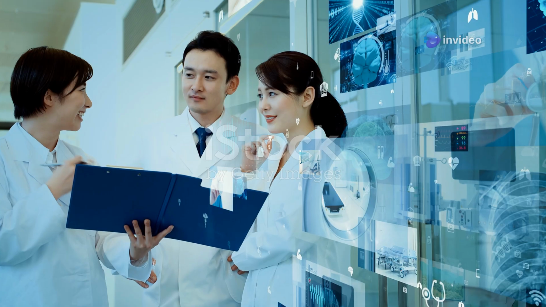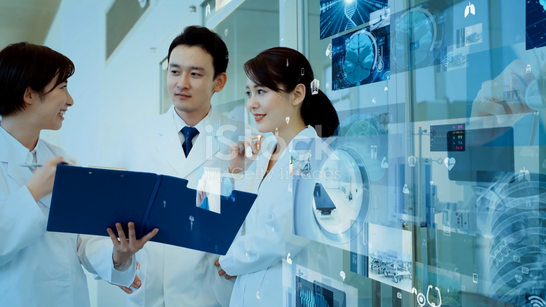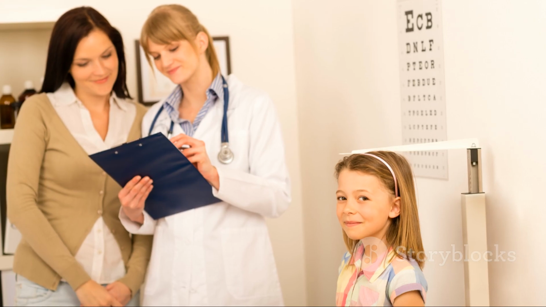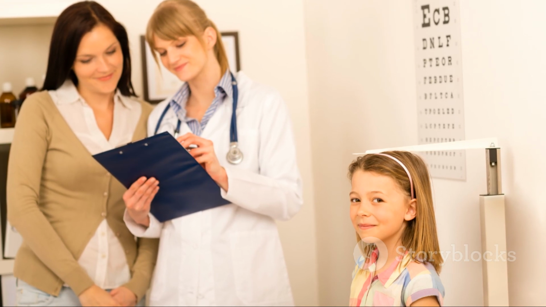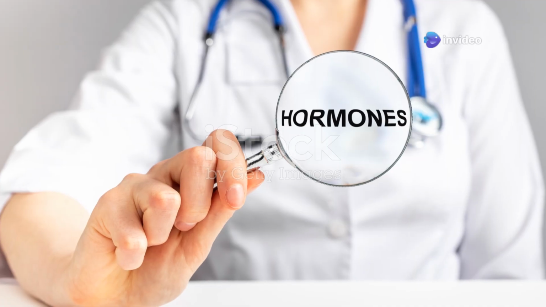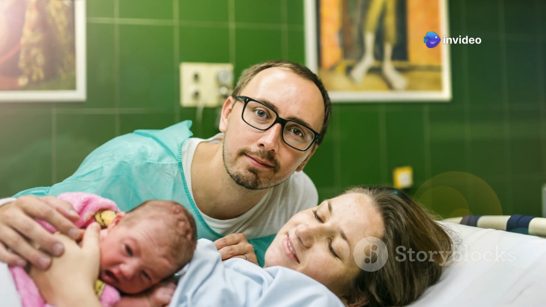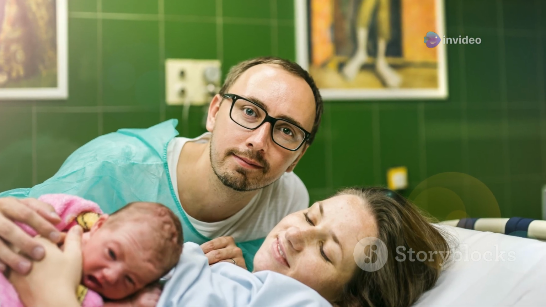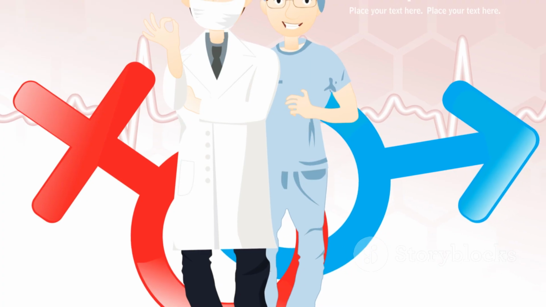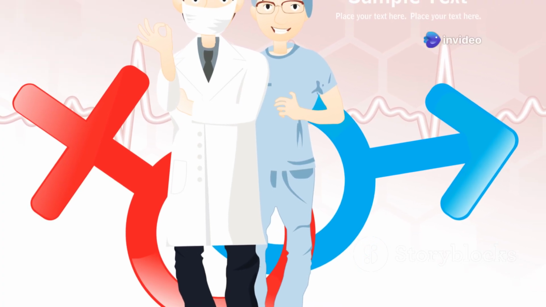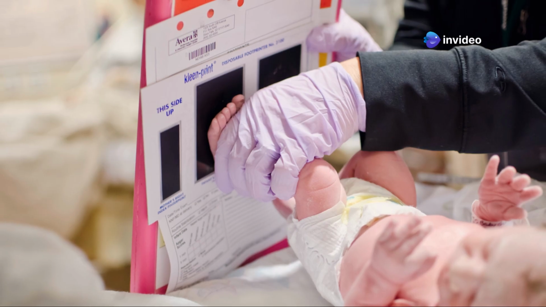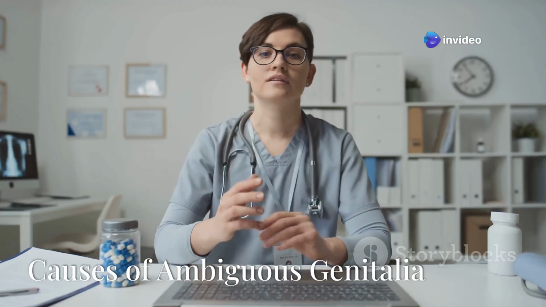Ambiguous genitalia isn't a one-size-fits-all situation. There are several types, each with specific characteristics. One type is congenital adrenal hyperplasia, CAH. CAH leads to an overproduction of androgens, male sex hormones. This can cause masculinized genitalia in XX chromosome babies. Another type is androgen insensitivity syndrome, AIS. In AIS, XY chromosome babies are insensitive to androgens. This can result in female or ambiguous genitalia.